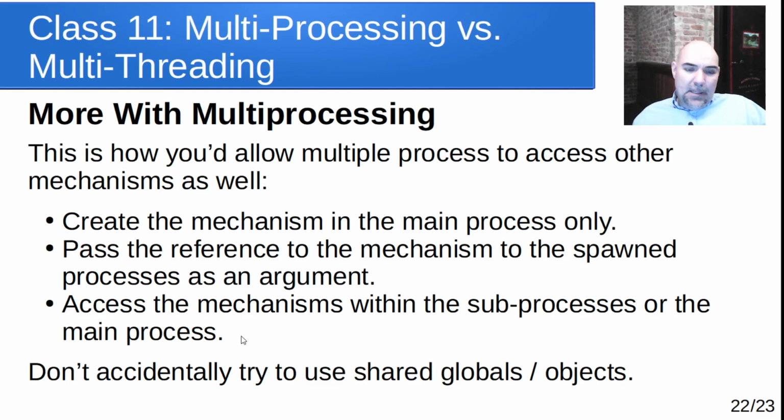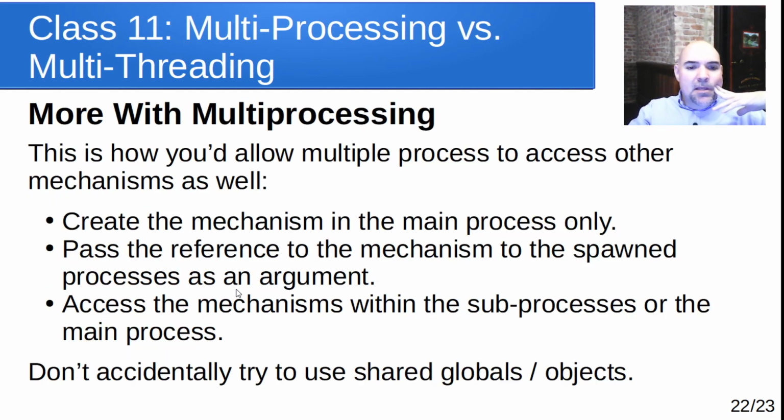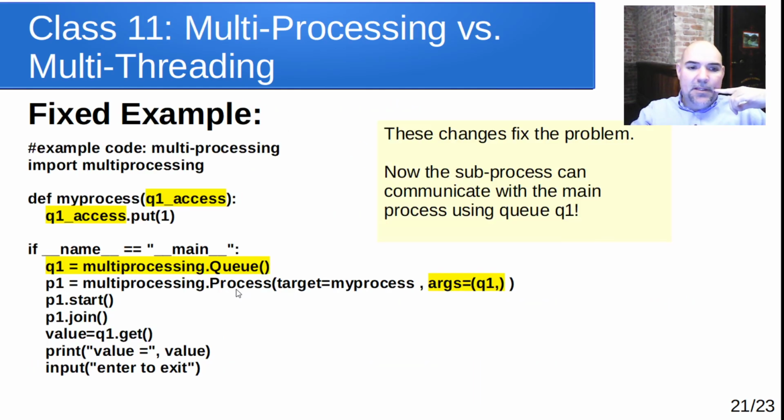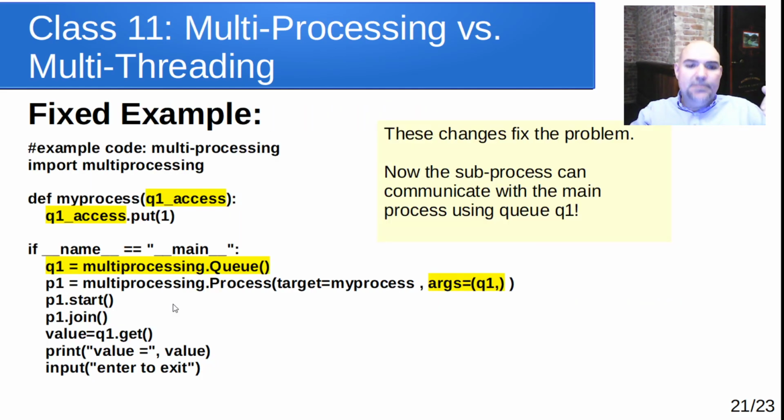All right. So that's how you would allow multiple processes to access other mechanisms as well. All of those mechanisms we looked at, lock, rlock, semaphore, bounded semaphore, condition objects, barriers, queues, events, all of those have an analog in multiprocessing, but you would have to do it in a similar way to what we did here. The way that would be is you create the mechanisms in the main process only. In other words, it has to be inside of this if part right here. And then you pass the reference to the mechanism to the spawned process as an argument, just like we did here.